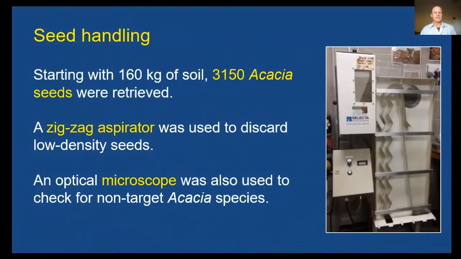Starting with 160 kilos of soil, I took out about 3,000 acacia seeds. Then an aspirator was used to discard any low-density seeds, and batches were inspected under a microscope to check for any non-target acacia species.